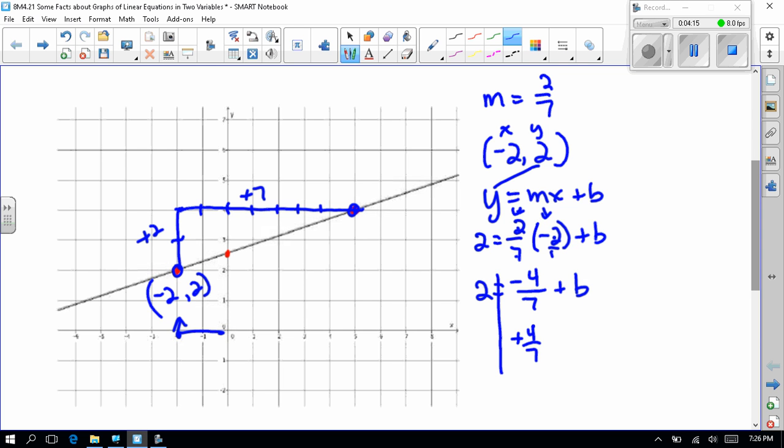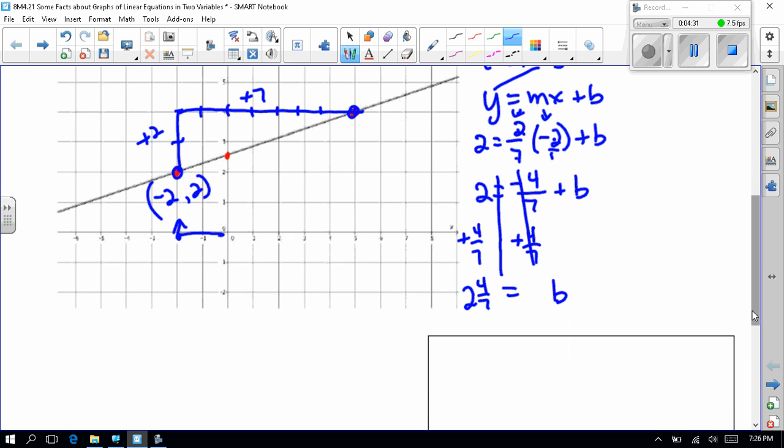If I add 4/7 to one side of the equation, I've got to do the same thing to the other side of the equation. These end up zeroing out, and I'm left with b by itself on the right side and 2 and 4/7 on the left side. Now 2 and 4/7 is a little bit greater than 2.5. 2 and 3.5/7 would be 2.5 exactly, but 2 and 4/7 is a little bit greater. So if I look at my graph, it makes logical sense that it could be 2 and 4/7.